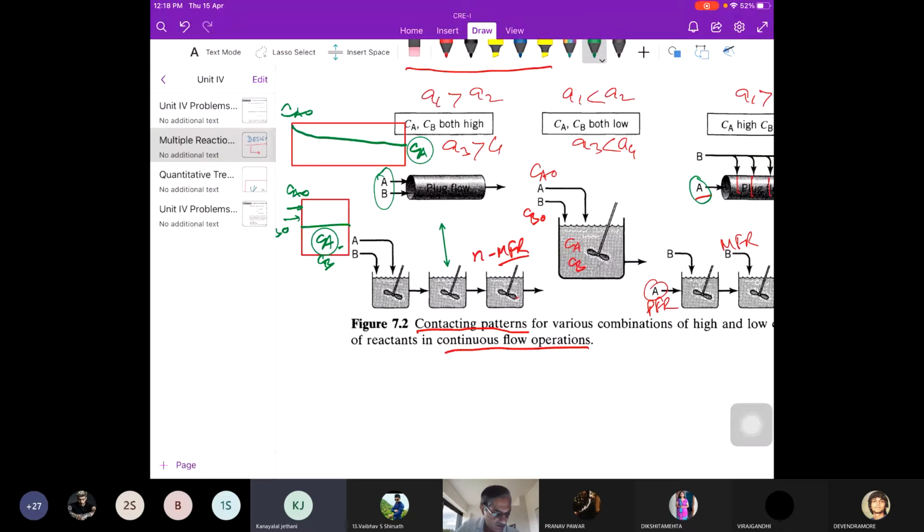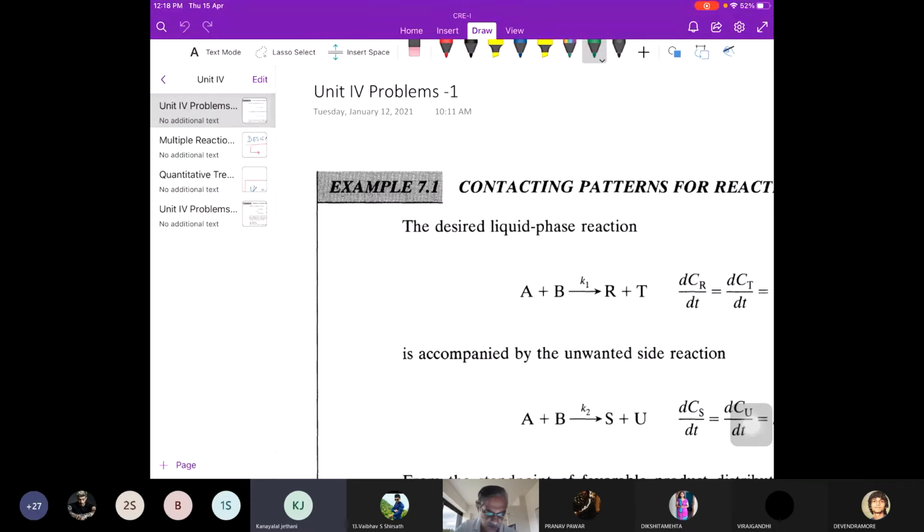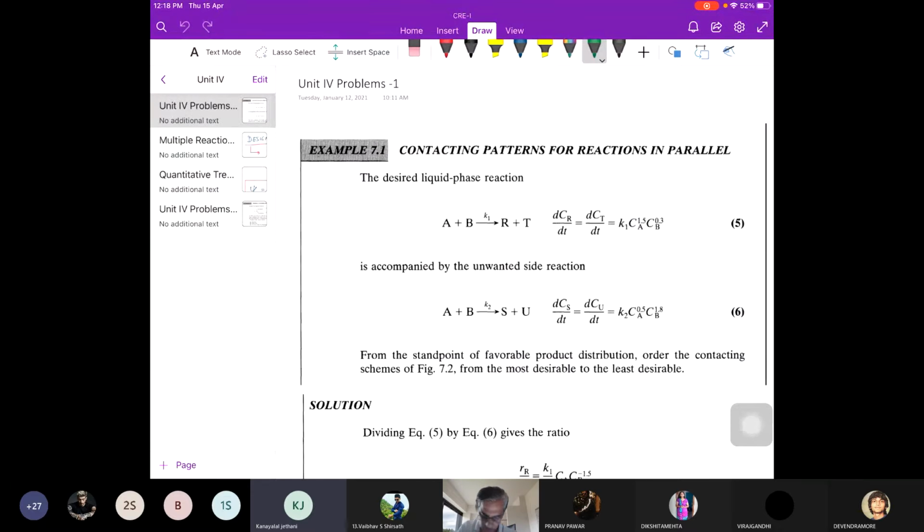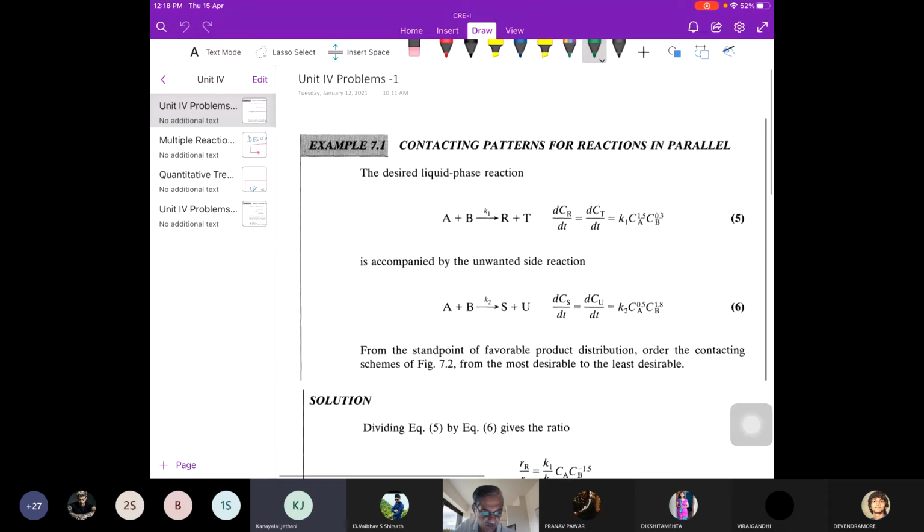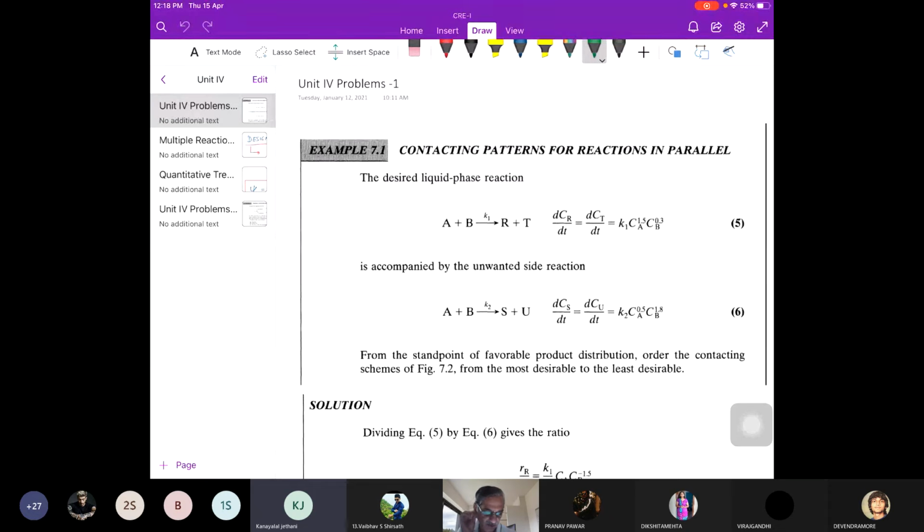ठीक है, there are no questions. Let's do this problem. मैंने बोला था आप कर सकते हो, solve problem ही था book का. So we have example 7.1, contacting patterns for reactions in parallel.